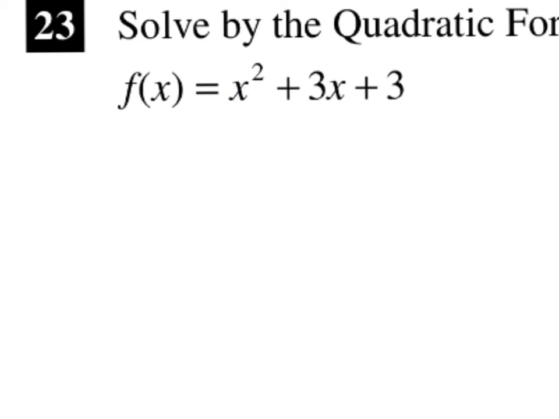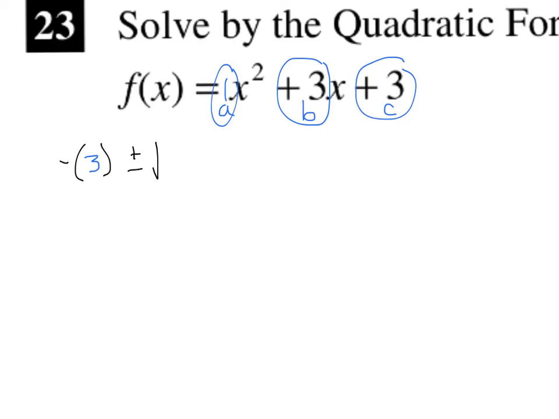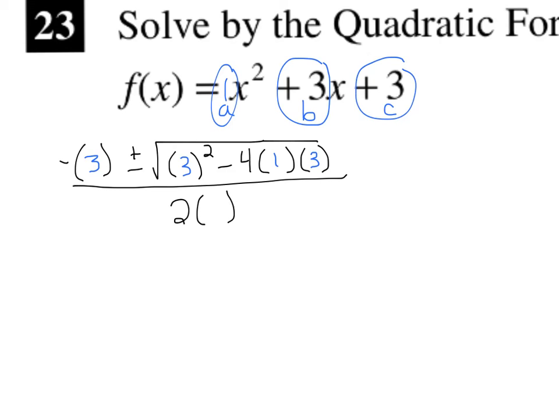Here's another quadratic formula example. a is 1, b is 3, and c is also 3. So into the formula goes negative 3 plus or minus the square root of b squared, so 3 squared, minus 4 times a times c, so 1 and 3, all divided by 2 times a, which is 1. So it's simplify time. Everything underneath.